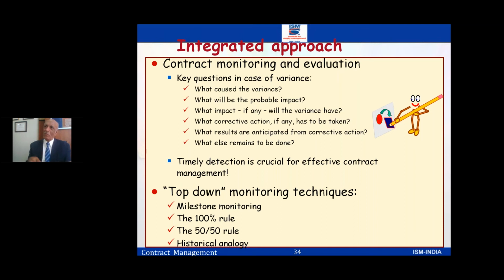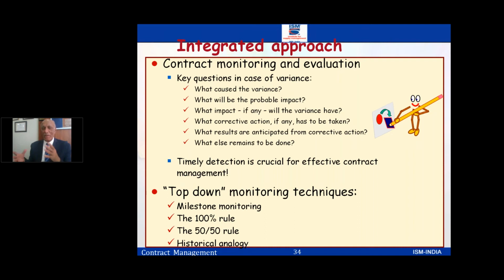But what is the impact of that? The supplier has given me the pricing for a batch of X item, and now I've cut down the quantity. So will that price be relevant? There could be an impact on the price itself. Then what impact, if any, will the variance have? What corrective action has to be taken? What results are anticipated?